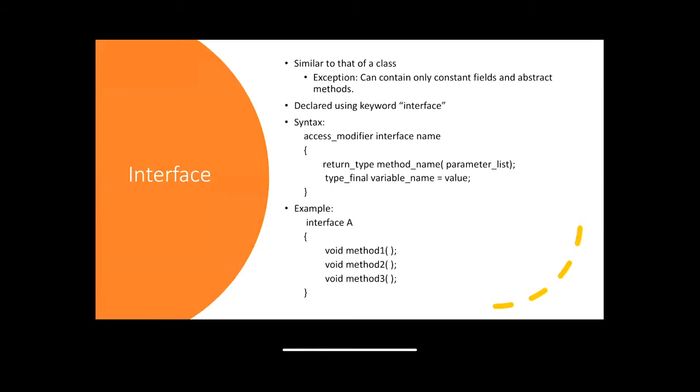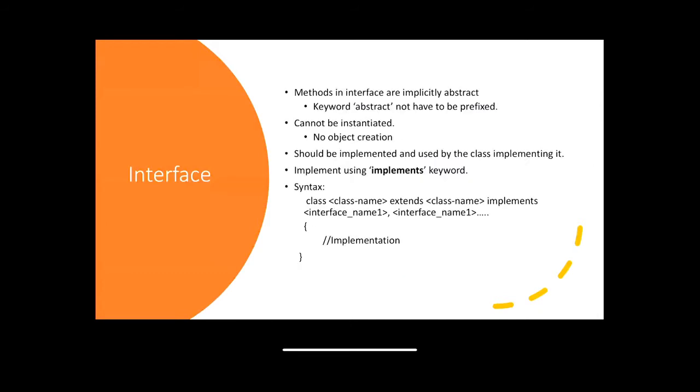In this example, you can see that interface A has three methods, method 1, method 2, and method 3, and all these methods do not have any body. Since the methods in the interface are implicitly abstract, the keyword abstract does not have to be written before any method. Interfaces cannot be instantiated, which means that no object can be created for them. They can only have reference variables.